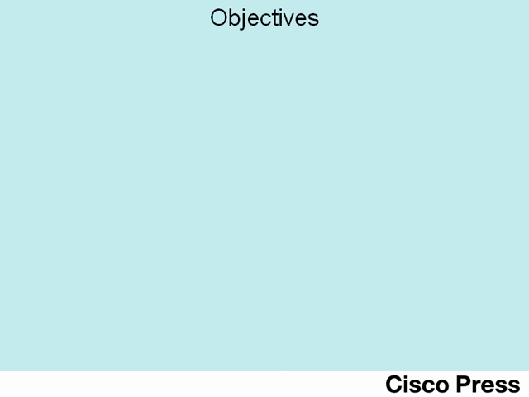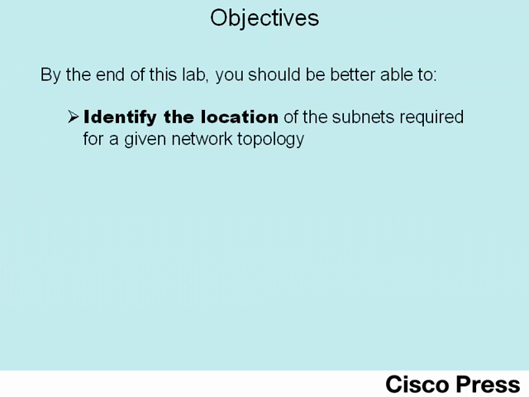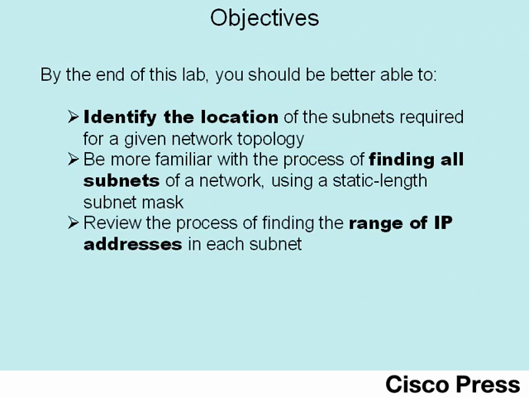This video lab has three main objectives. The first objective is to show an example of how to identify the location of the subnets that are required for a particular network topology. The second objective is to help you become more familiar with the process of finding all subnets of a given IP network, in particular when using a single or static length subnet mask. Finally, the third objective is to review the process of how to find the range of IP addresses in each subnet.